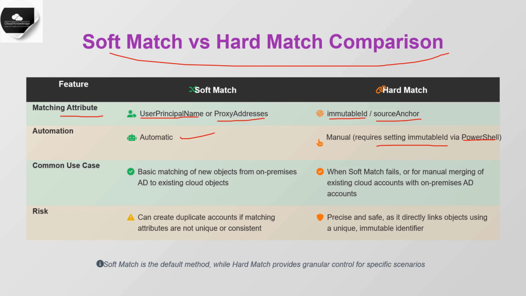It cannot be done via GUI. We need to use PowerShell only to match the immutable ID. Common use case: matching a new object ID from on-premises ID to an existing cloud object. This is the basic case.